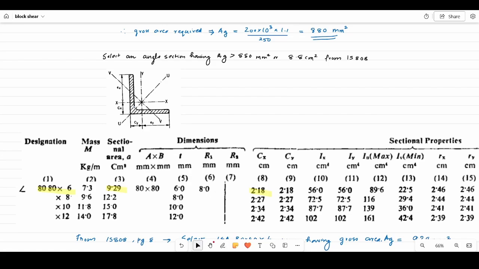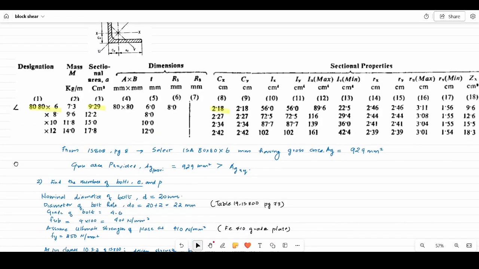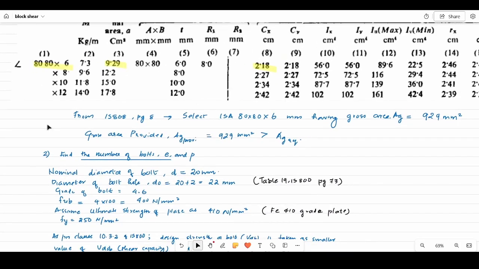So in this question it is given to design a bolted connection. So these values have to be noted. The Cx value has to be noted because this is the distance at which we will be placing the bolt from the bottom. The sectional area will be 929, which is greater than 880. Thus from IS 808 in page number 8, we have selected the angle as ISA 80 by 80 by 6 mm, having a gross area of 929 millimeter square, and this is greater than the required area, which is 880.